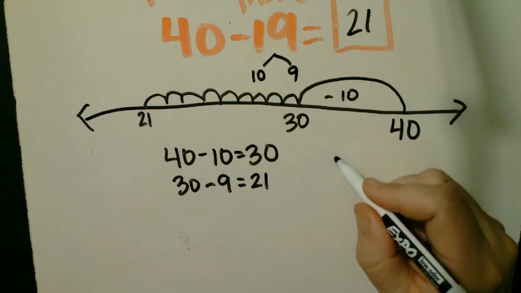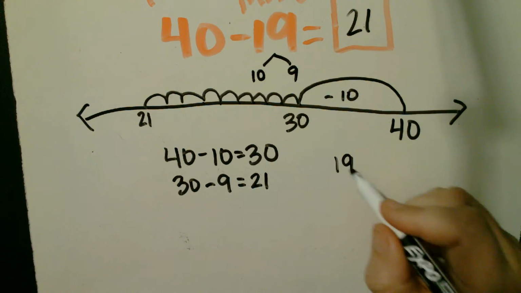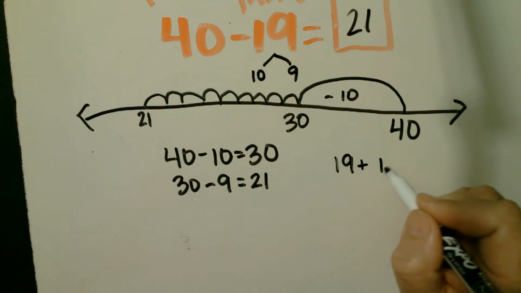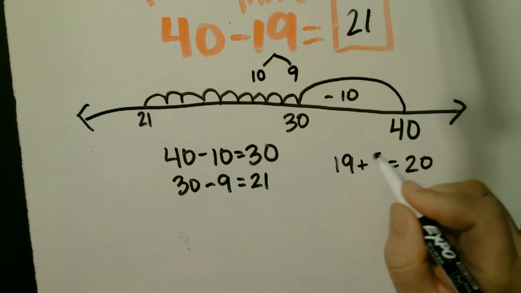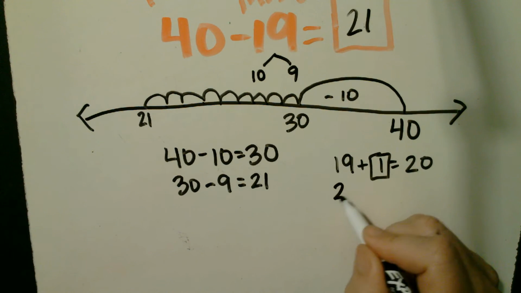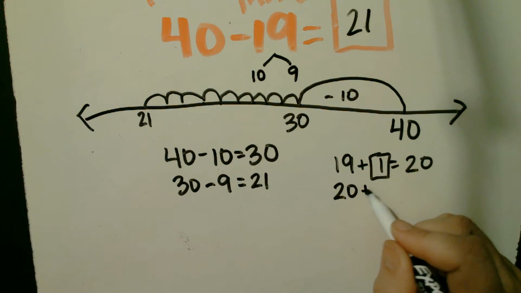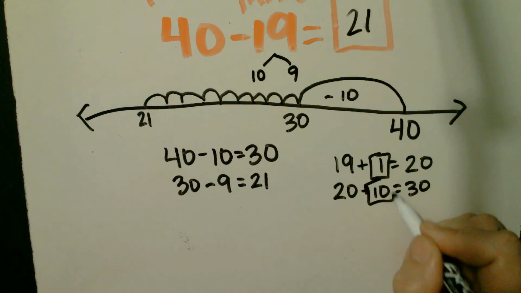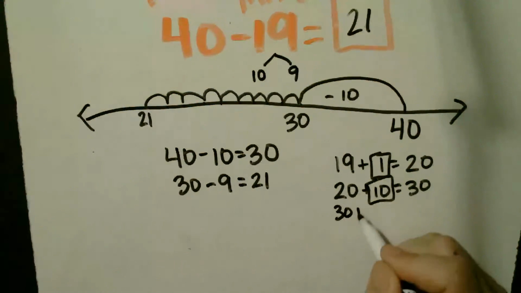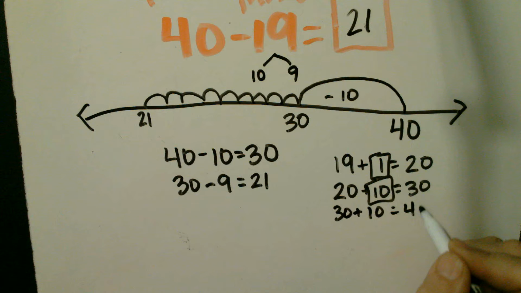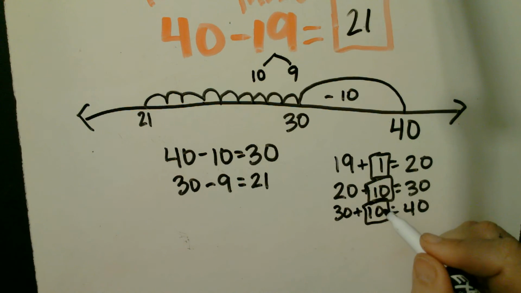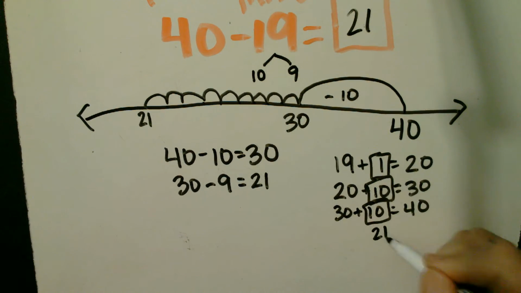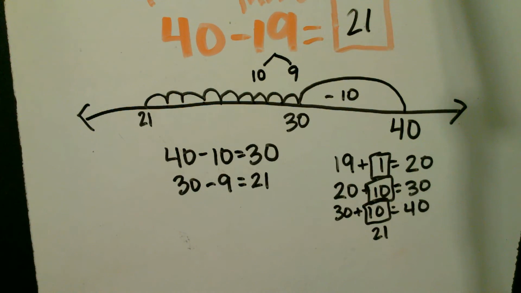I could have gone to 19 and counted on. 19 plus 1 equals 20. And now I'm at 20 plus 10 equals 30. That was a 10 I used. 30 plus 10 more equals 40. There's another 10 I used. So what did I use? 10, 20, 21. That's another way to look at it if you like to count on.